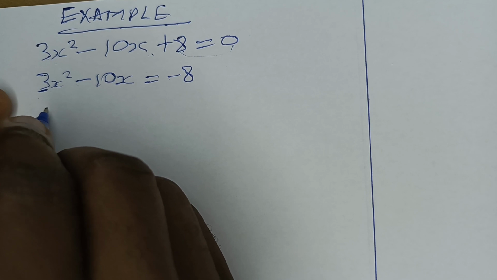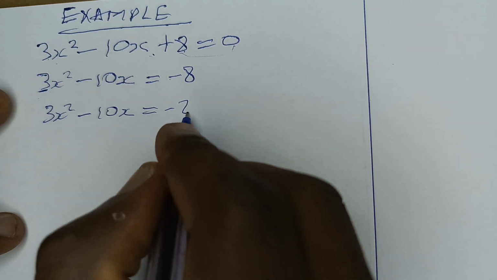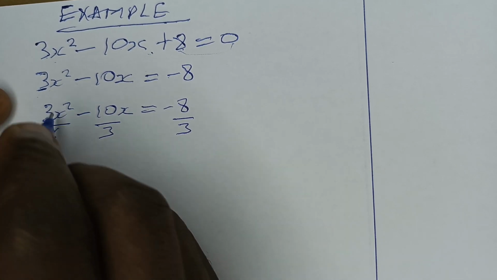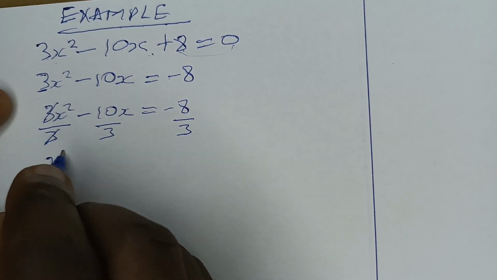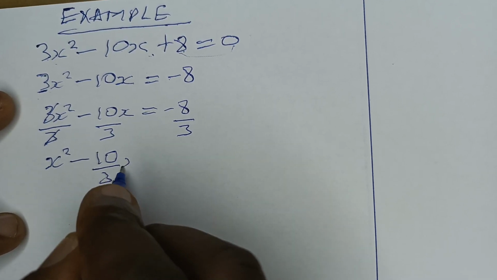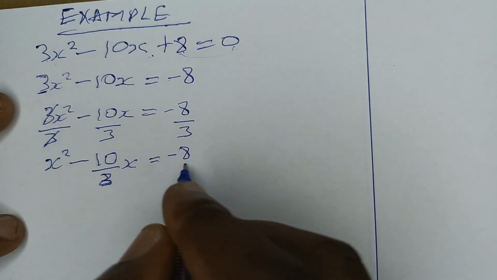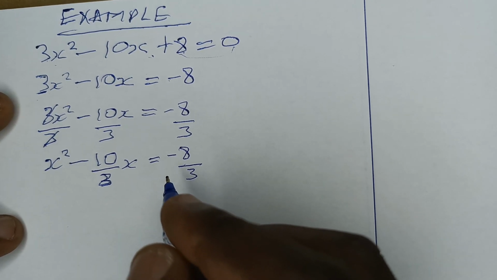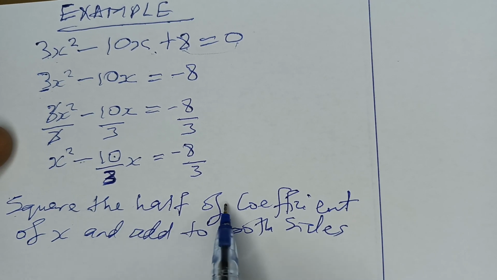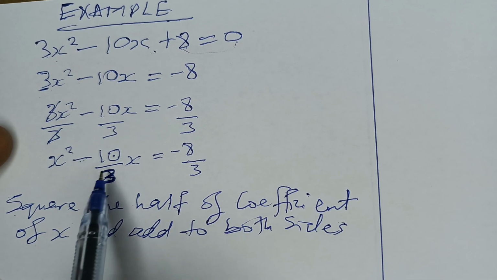So we now say 3x squared minus 10x is equal to minus 8, divided through by 3. So this 3 cancels this 3. We are left with x squared minus 10 over 3 x is equal to minus 8 over 3. Now what we have to do is square half of the coefficient of x, which is minus 10 over 3, and add to both sides.